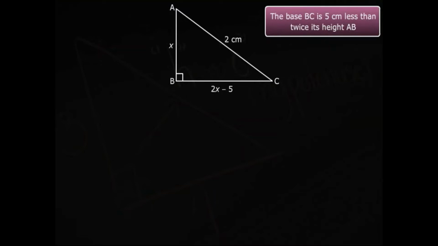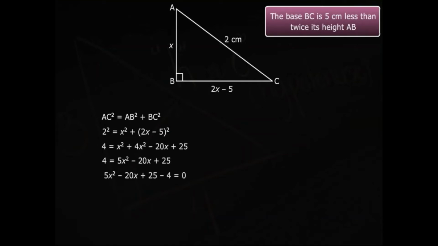Now since triangle ABC is a right triangle, it will satisfy Pythagoras theorem as well. And we have AC square equals AB square plus BC square. Let's now substitute the values. And we get 2 square equals x square plus (2x minus 5) square. You simplify this and the final equation that you obtain is 5x square minus 20x plus 21 equals 0.